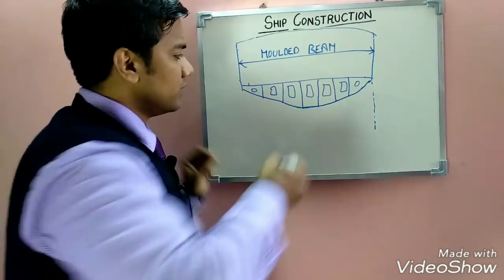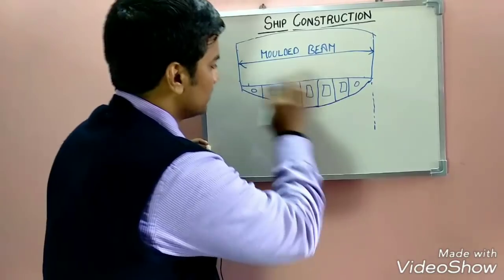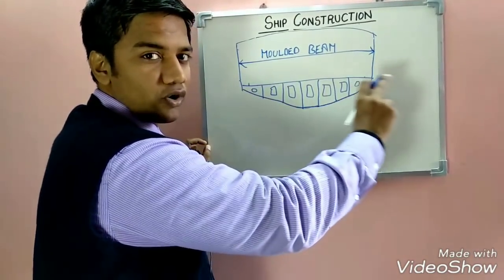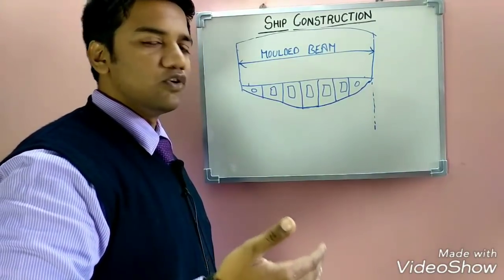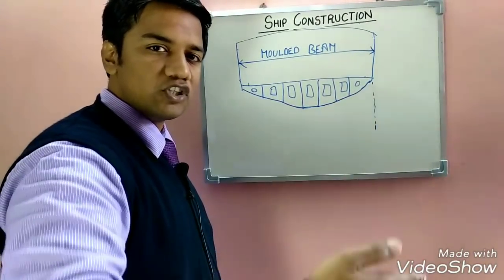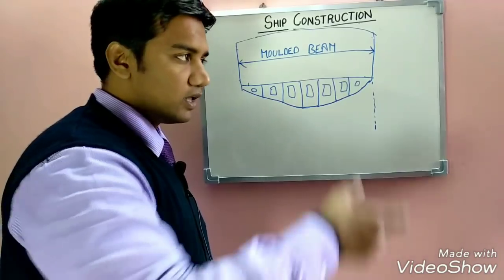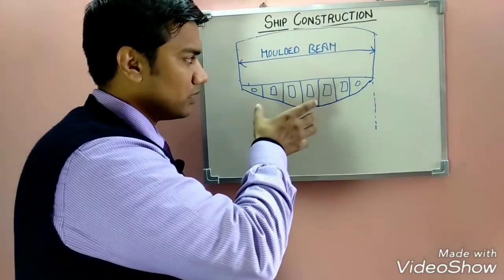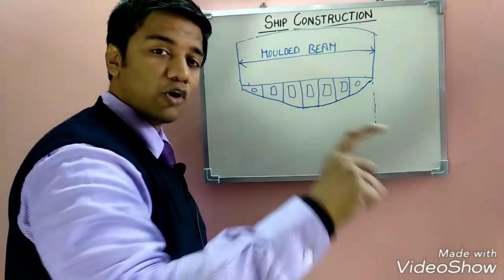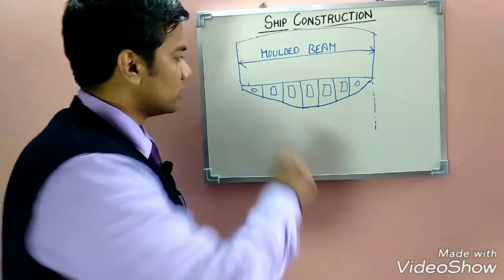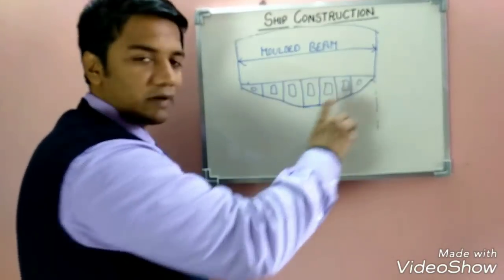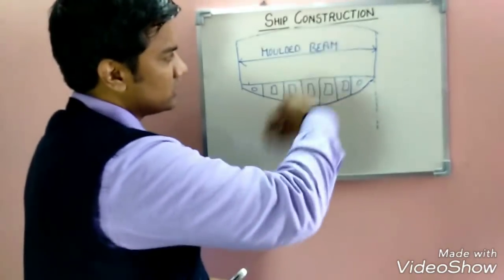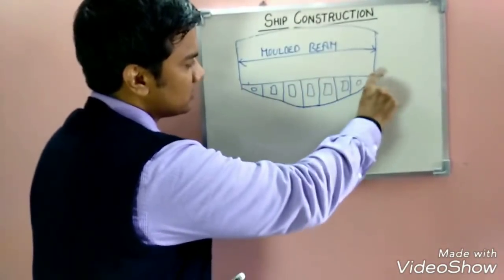Then, as you can see, this structure is the floor. Now, what are floors? Bulkheads, as we know, are the vertical divisions of a ship. Now, these bulkheads in the double bottom region are called floors. So this is the double bottom region. In the double bottom region, floors are present. As you can see, this is the bulkhead and this is the floor which is present in the double bottom.